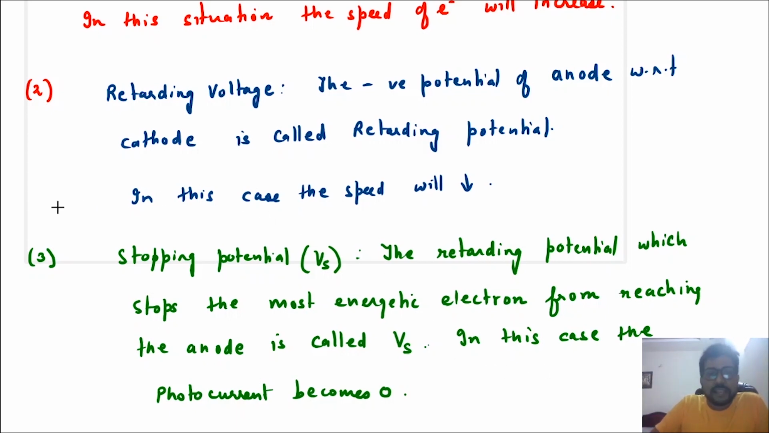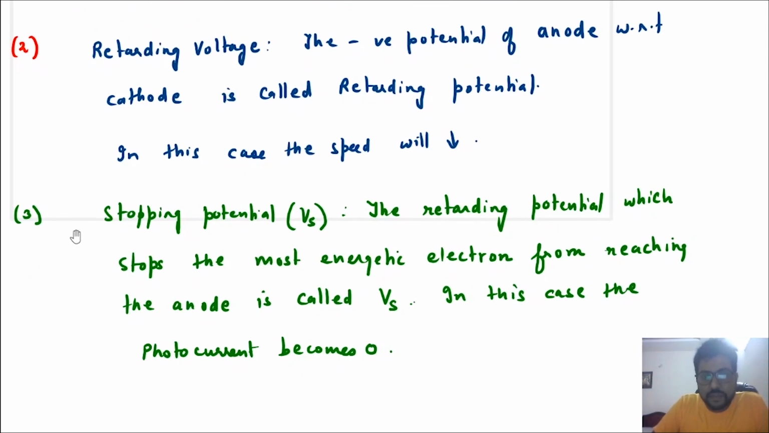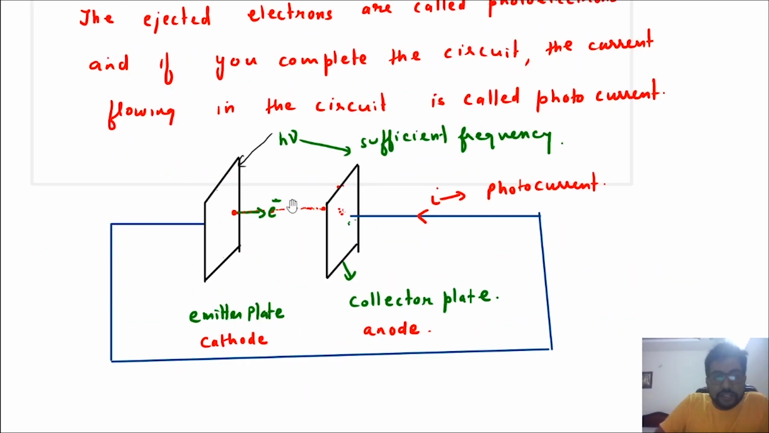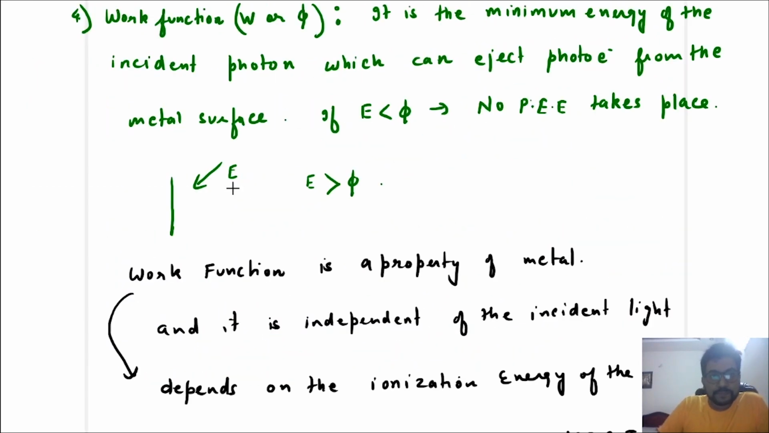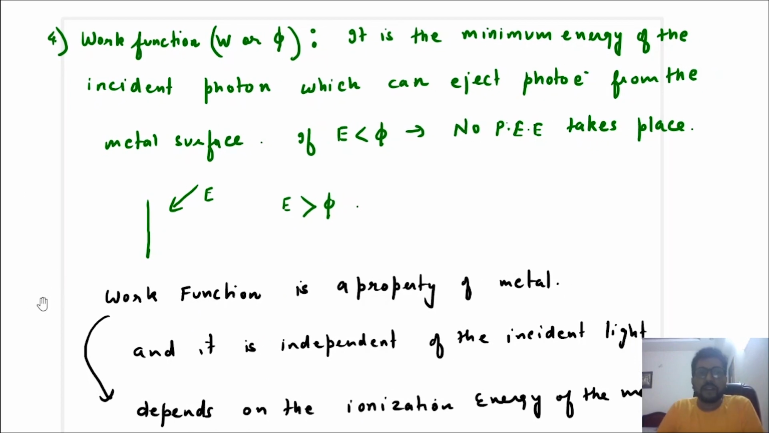So in this case, you will say that the photocurrent becomes 0. So the retarding potential which will not allow the electron to reach the collector plate is called the stopping potential. The next important definition is work function.